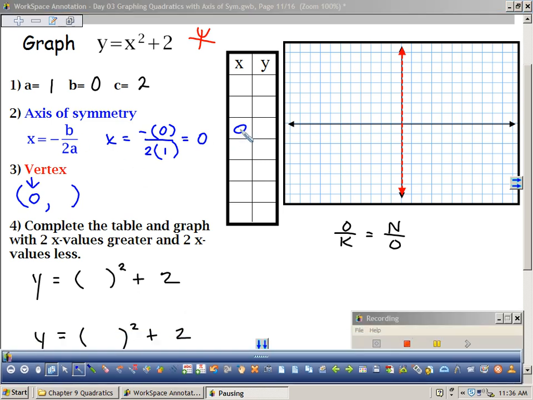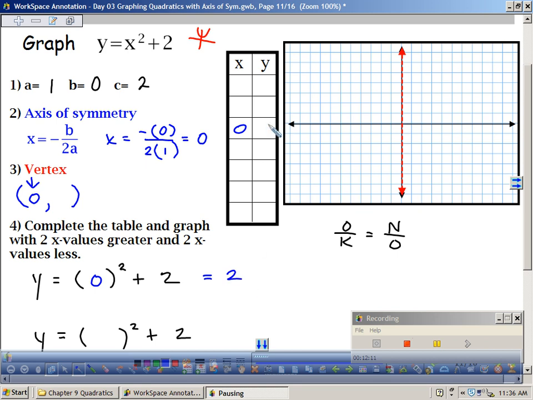I found that x is 0, so I'm going to find out what y is when x is 0. What's y? 2. Good. There's our first point, 0 up 2. That's my vertex. That's my line of symmetry. From here on out, all I have to do is graph the right side, because then I know symmetrically the left side. Correct? Mm-hmm. All right.